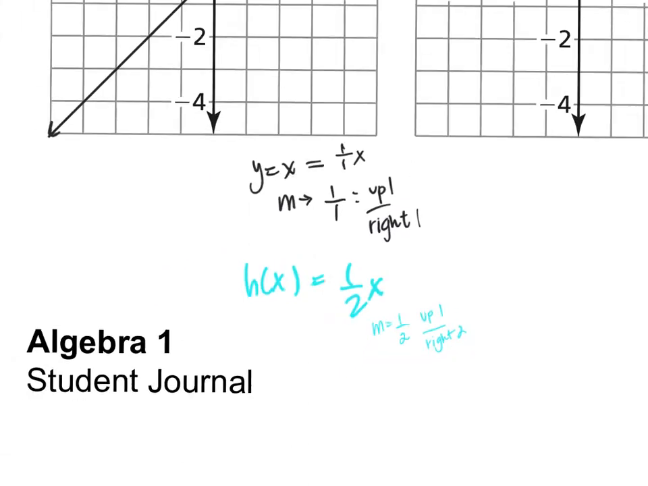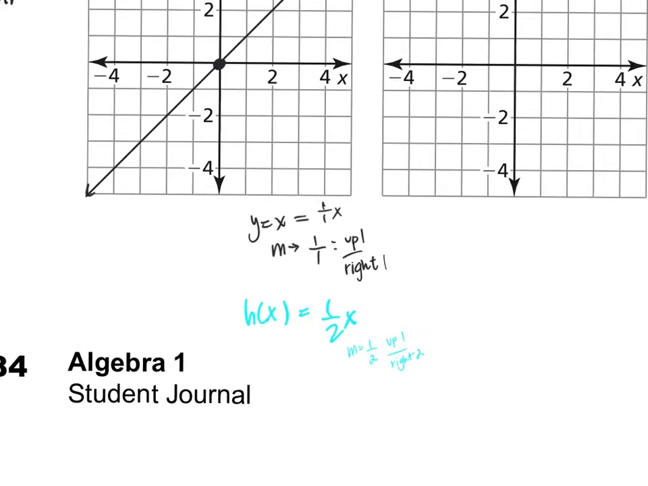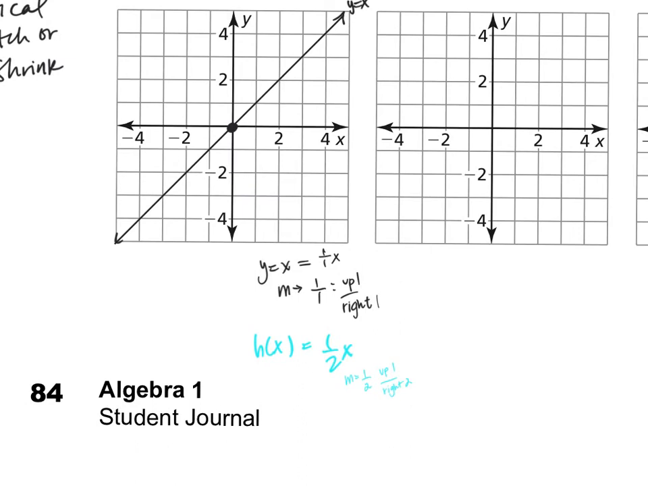Up 1, right 1 is going to look like that, right? But if I start at 0 and I go up 1, right 2, here's my other point. To go the other way, down 1, right 2, down 1, right 2, there's my line. Okay, so let's draw this line here.